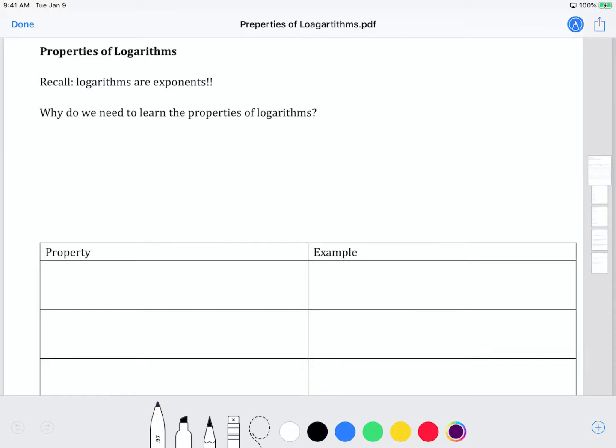Okay, in this video, we're going to talk about the properties of logarithms. And again, I'm going to keep stressing to you that a logarithm is an exponent so that sinks in. It's just a different way that we've got to get used to writing it. The reason why we're going to learn these properties of logarithms is because in the next section, we're going to be solving equations with exponentials and logs in them. And in order to be able to solve those equations, we need to be able to know how we can manipulate these log expressions.